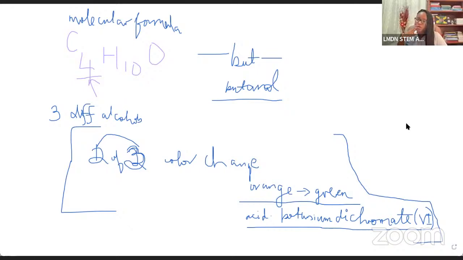So what now? The part where we're at is figuring out what's actually going on from a structural standpoint. 2 of the 3 can reduce dichromate, or can be oxidized by dichromate. 2 of the 3. So what does that tell us about the structure of 2 of the 3? That's where we are.